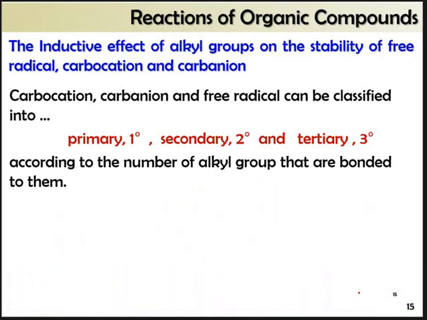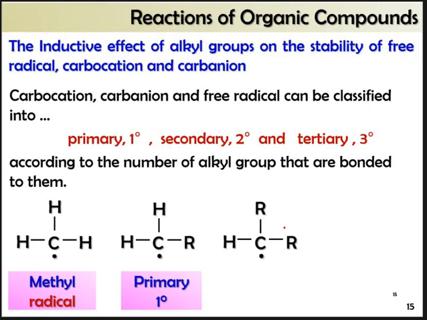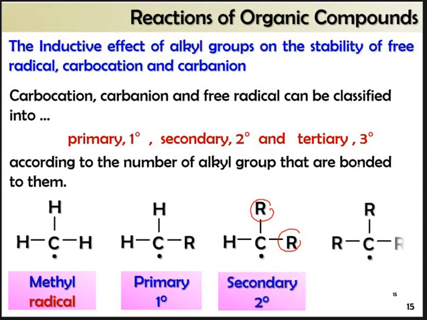Alright, so another one is for free radical. Okay, if there is no alkyl group attached to the free radical of carbon, it is methyl radical. And then if we have only one alkyl group attached directly to the free radical of carbon, it is primary, primary free radical. And then if we have two alkyl groups attached directly to the free radical of carbon, it is secondary. And if we have three alkyl groups attached to the free radical of carbon, it is tertiary. Alright.